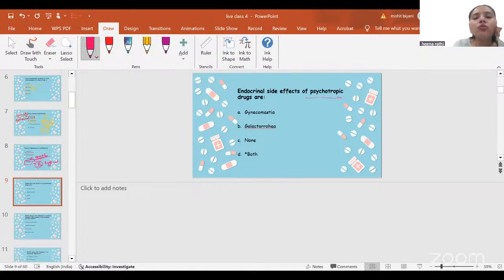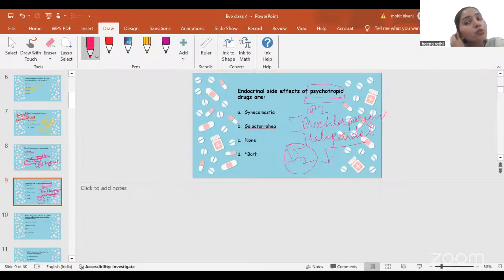Now, psychotropic drugs. The psychotropic drugs are the antipsychotic drugs which are taken to treat psychotic conditions. Like chlorpromazine, prochlorperazine, haloperidol. So these drugs are going to have an effect on dopamine receptors. They are going to decrease the dopamine level. They are going to block these D2 receptors.